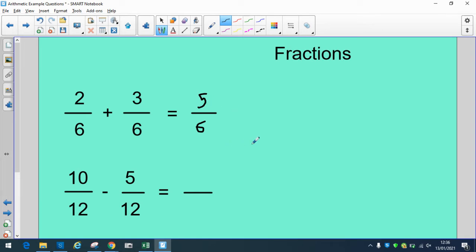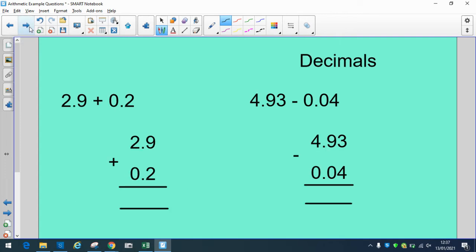A similar process for the subtraction of fractions. Your denominator again will not change. So, regardless of what your numerator is, your denominator will still be 12. 10 take away 5 gives us 5. So the answer here is 5/12. Fairly straightforward process there.